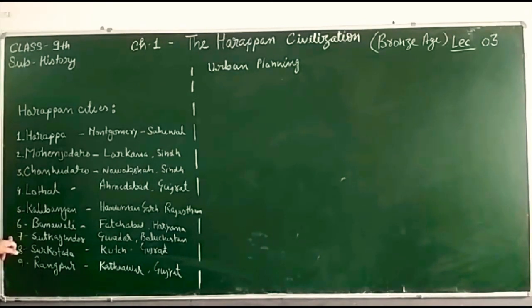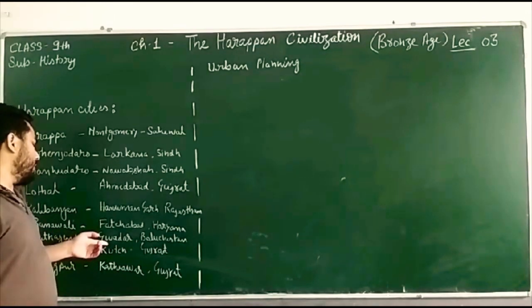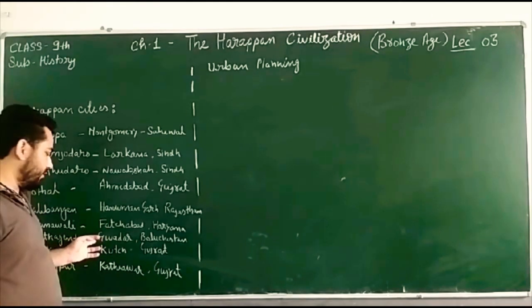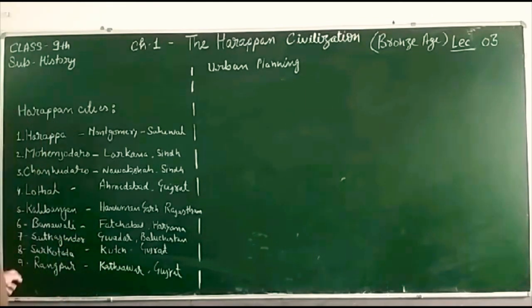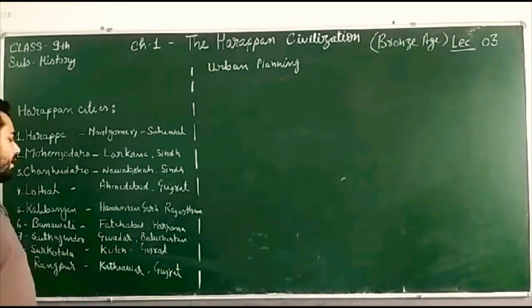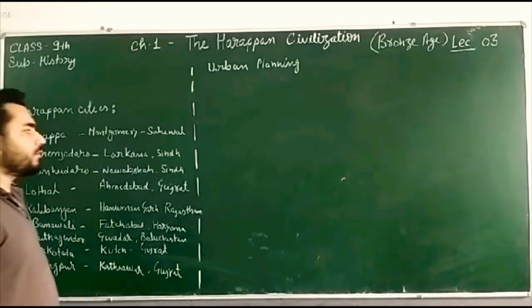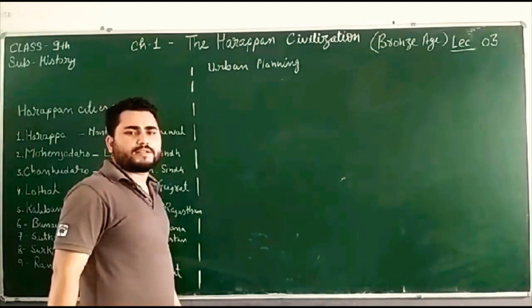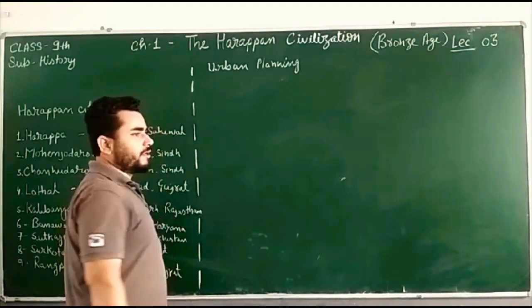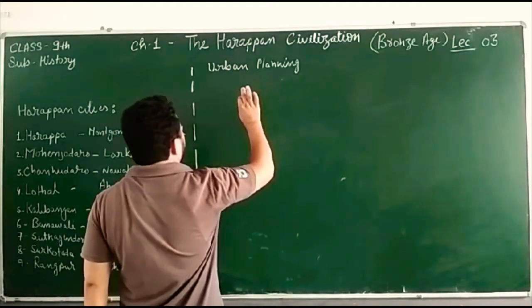Then after that, Sutka Gandor is the westernmost site of Indus Valley Civilization extension. It is in Gwadar district of Baluchistan. Then we have Surkotada in Kutch district of Gujarat, India. Then Rangpur is in Kathiawar district of Gujarat. So this was all about the Harappan cities. Although the extension of this Indus Valley civilization has been removed from the syllabus for this year, again let me tell you the extension of Harappan civilization.